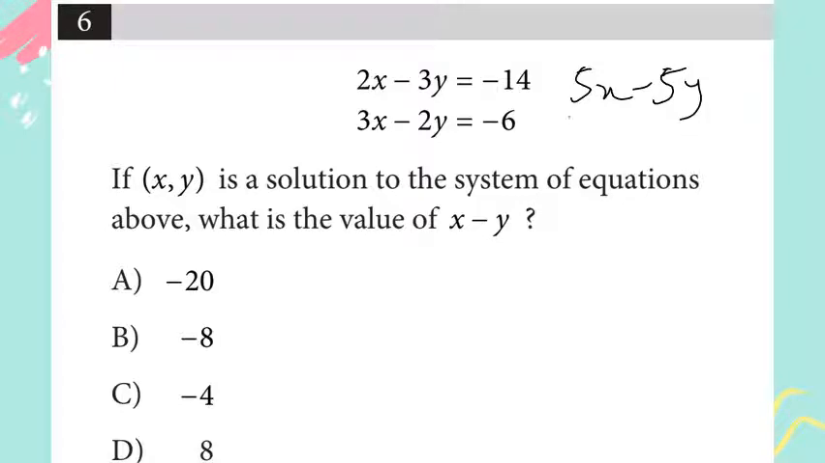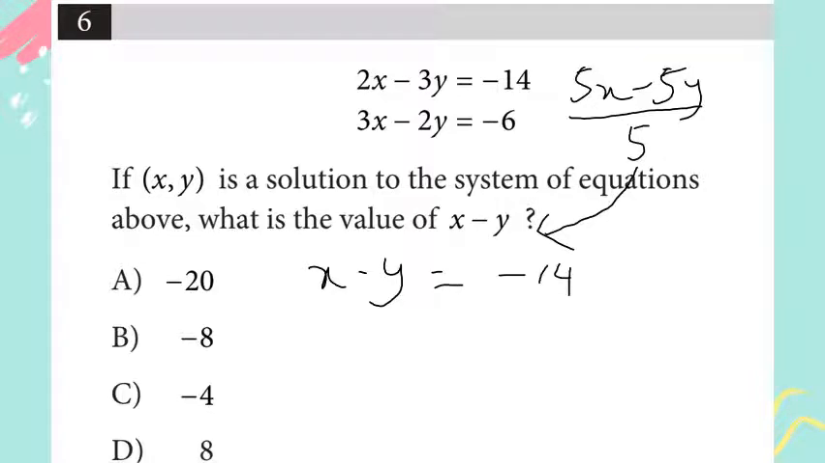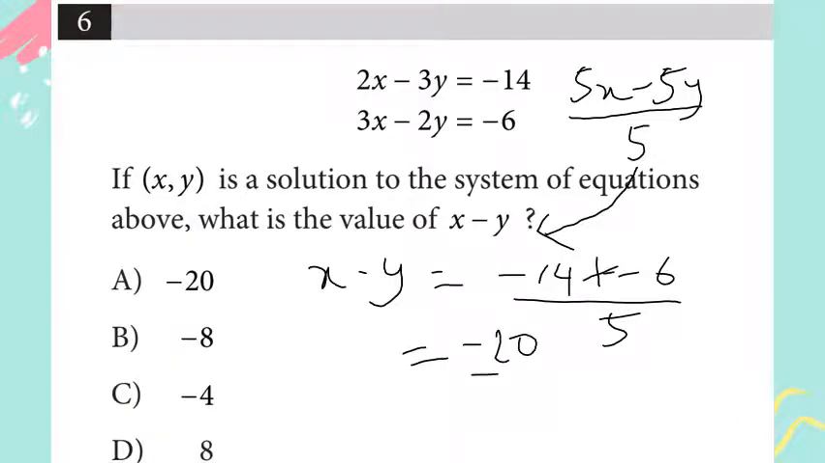But this will not give you the question exactly. Rather, if you try now to divide this by 5, you will get exactly what the examiner is asking you to do. So, when you do so, you will get x minus y, which simply means that all you need to do is to add minus 14 to minus 6 and then divide by 5. Therefore, minus 14 minus 6, which is minus 20, divided by 5 is going to give you minus 4. As you can see, the answer is minus 4, option C. So this will not take you even 7 seconds in order for you to get your answer.